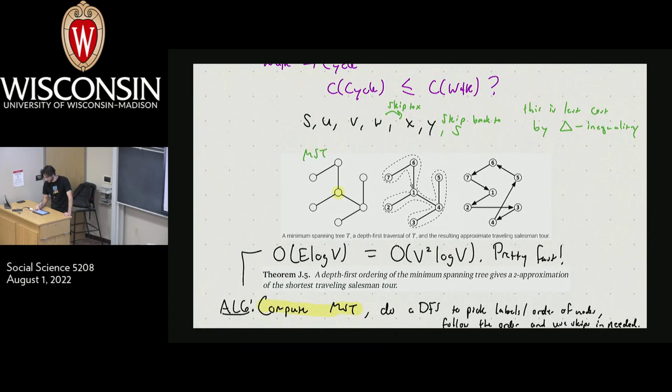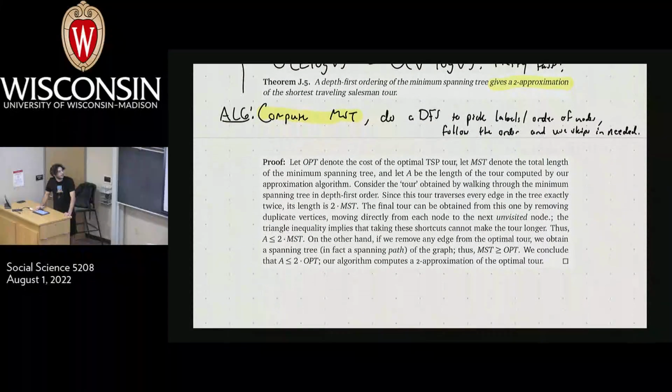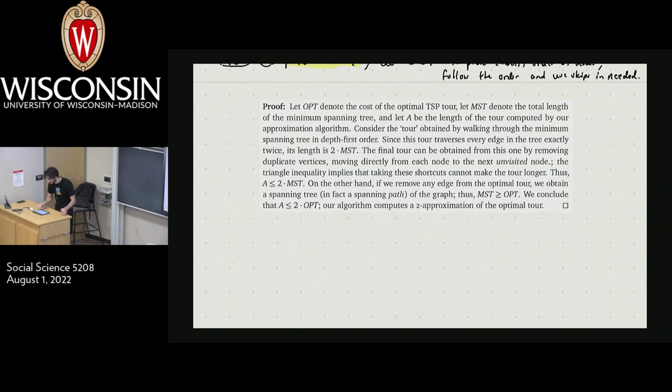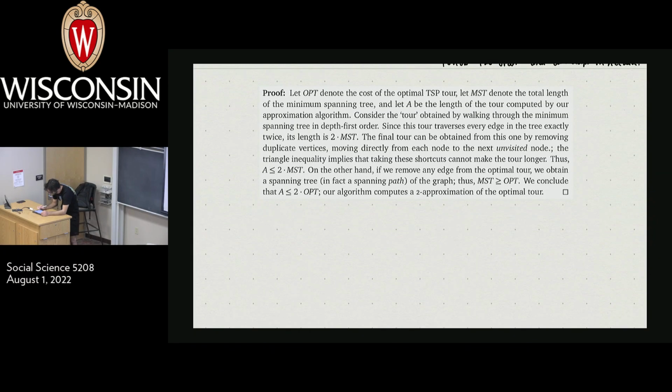But is it really a good approximation? Well, I claim it's a 2 approximation. So it's a very good approximation. So here's the proof in words that probably isn't helpful at all. So let me draw you a picture. So let's say we had some graph. And let's say this was the shortest cycle. So this is the TSP opt, is that cycle.